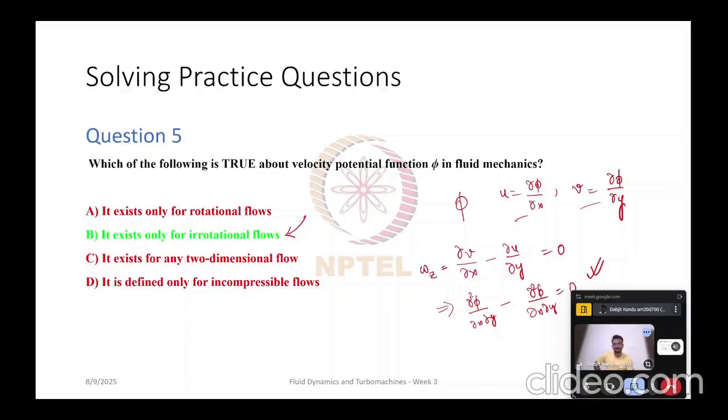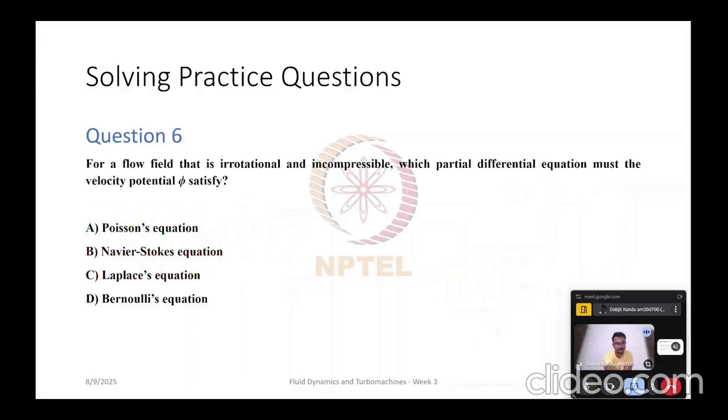So it exists only for irrotational flows. Hoping that's clear. Let's move on.